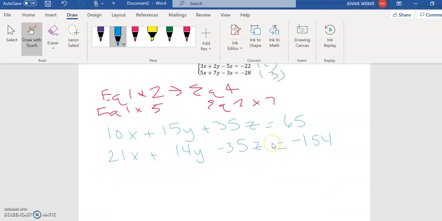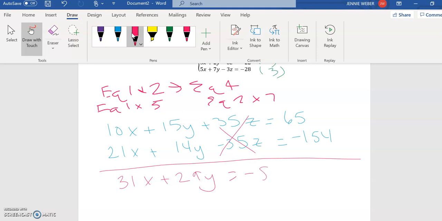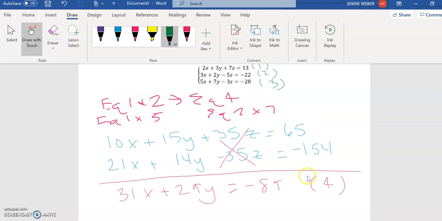154. Okay. Then I'm going to add these 2 equations, and I'm going to get 31x plus 29y equals, those cancel out, which was my goal. 65 plus negative 154 gives me negative 89. So this is now equation 4.